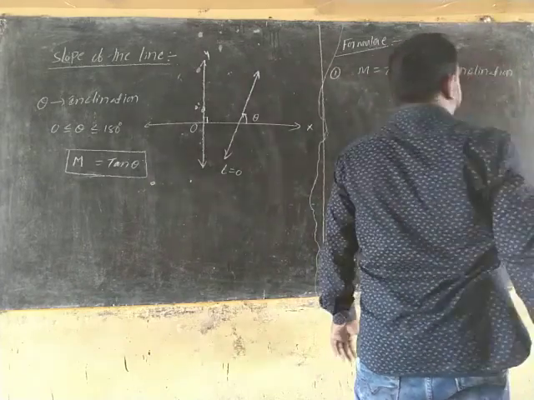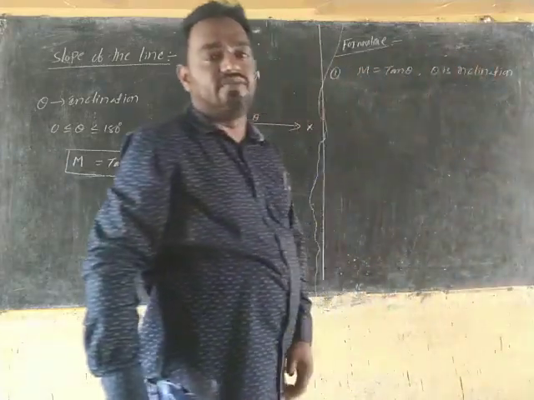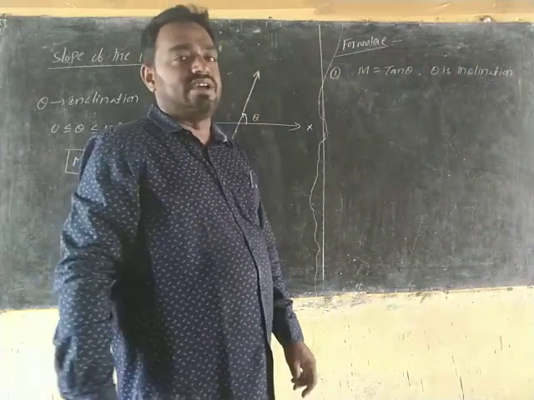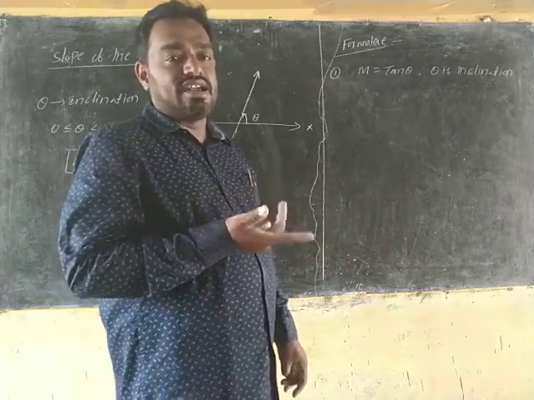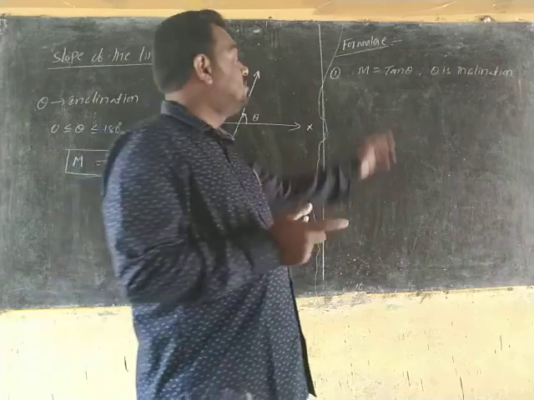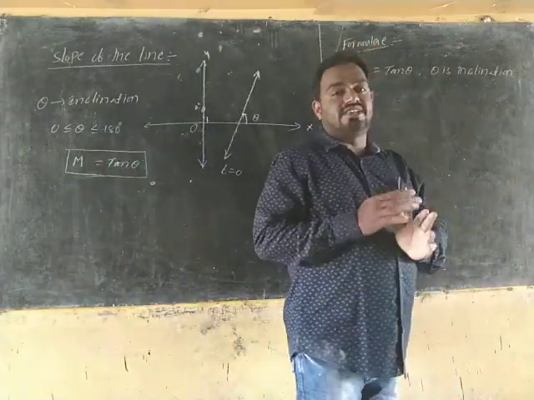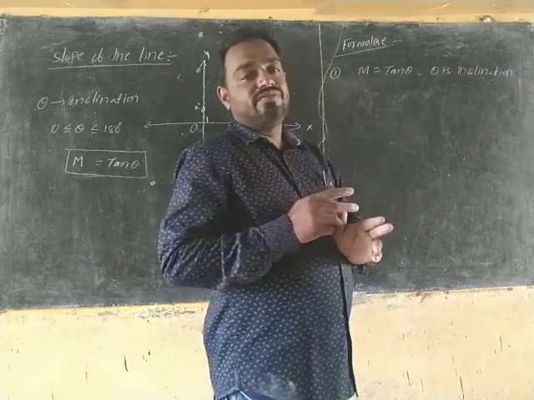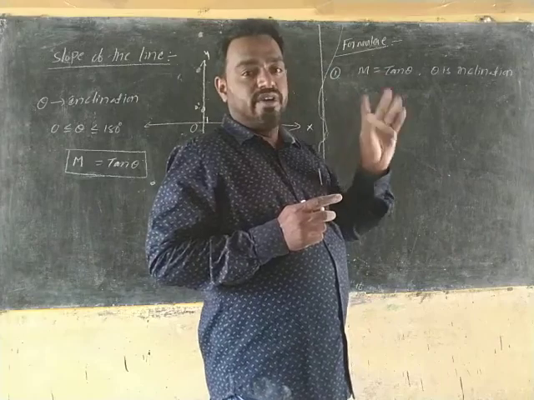What is the inclination? A non-vertical line makes an angle theta with the positive x-axis measured in the anti-clockwise direction. Then theta is called inclination. So theta is the inclination. That means theta is the angle between the x-axis and the line. The slope formula is m equals tan theta. You remember this one.